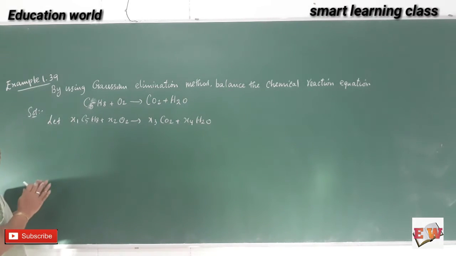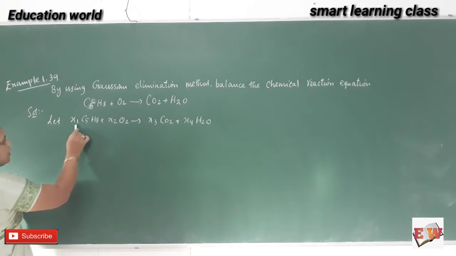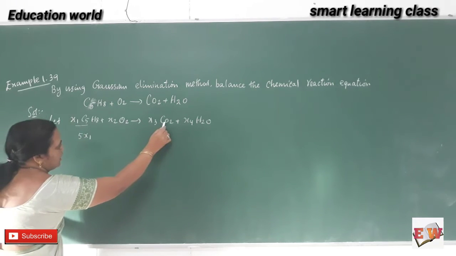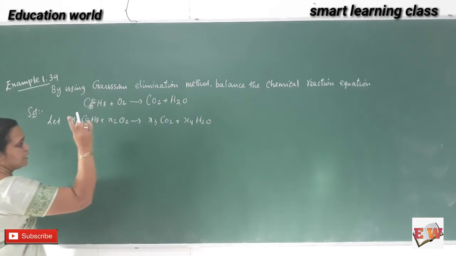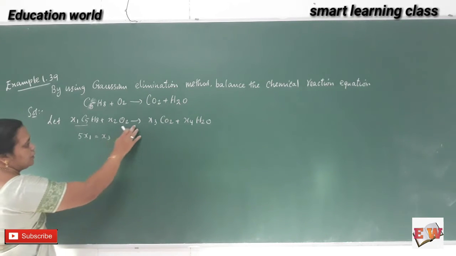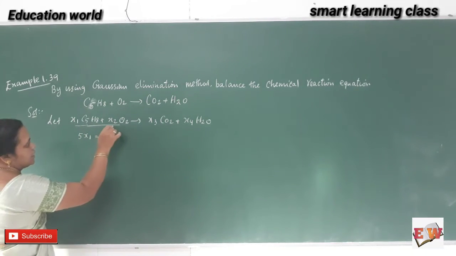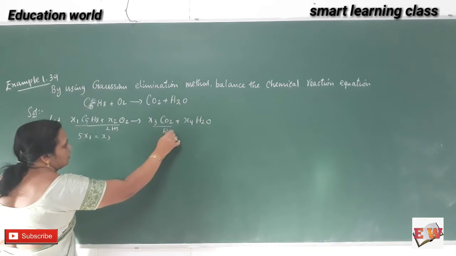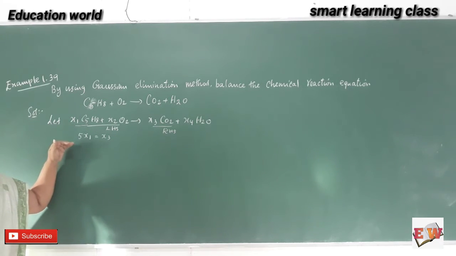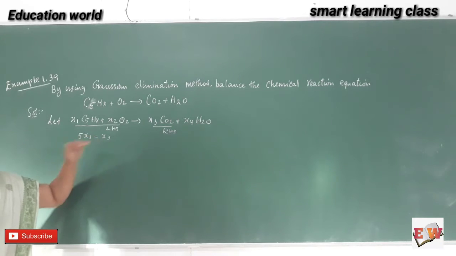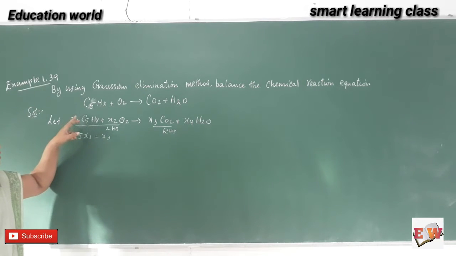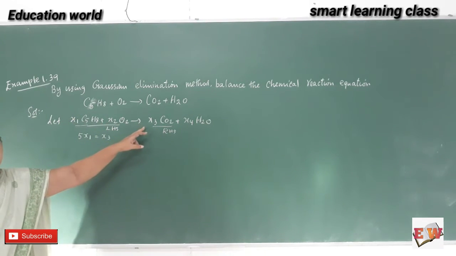See, first we have to equate the equation. See here, how many carbons are there? 5 into x1. Here how many carbons? Here they didn't give anything, means we have to consider it as 1, so equal to x3. Okay, here we have to put equal. Why? Because this is known as LHS, this is RHS. We have to balance. The number of carbons in the left hand side is equal to the number of carbons in the right hand side. Suppose I am getting 2, means 10 carbons on this side, that side also we have to bring 10 carbons.